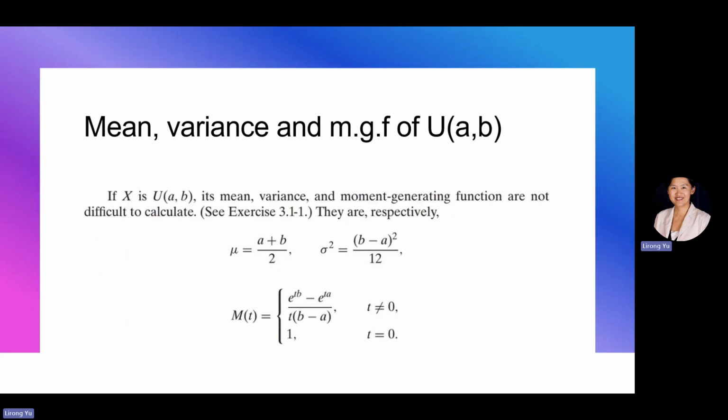All right, and then let's talk about how we calculate. This is for the uniform distribution. What is the mean for the uniform distribution? What is the variance? And what is the moment generating function for the uniform distribution? So this should be calculated using a formula. I think this is the solution. This is the mean, the variance, and this is the moment generating function.